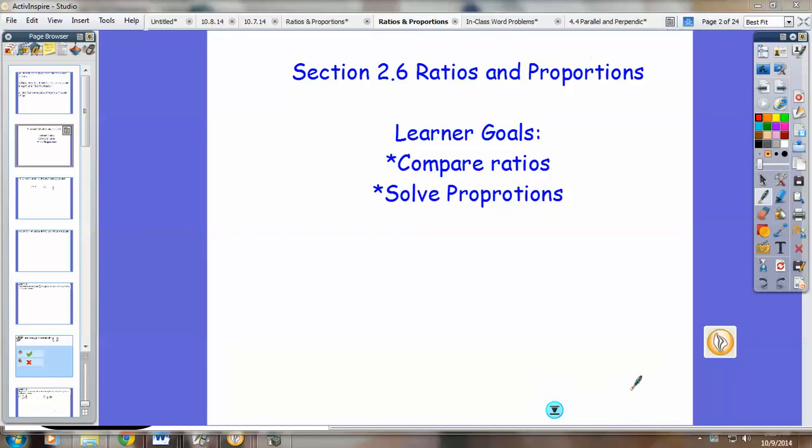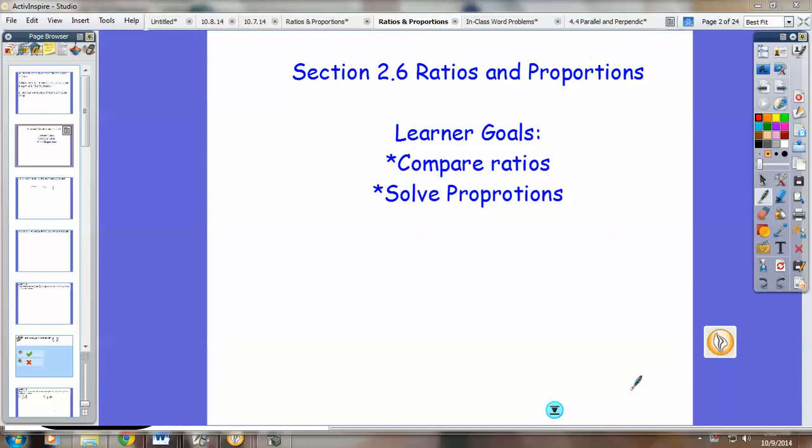Dealing with ratios and proportions. There's a couple of things that we are going to cover here. The first thing is we're going to compare our ratios. I'm going to give you two ratios and ask, are these equivalent ratios or not? And you're going to have to decide that.